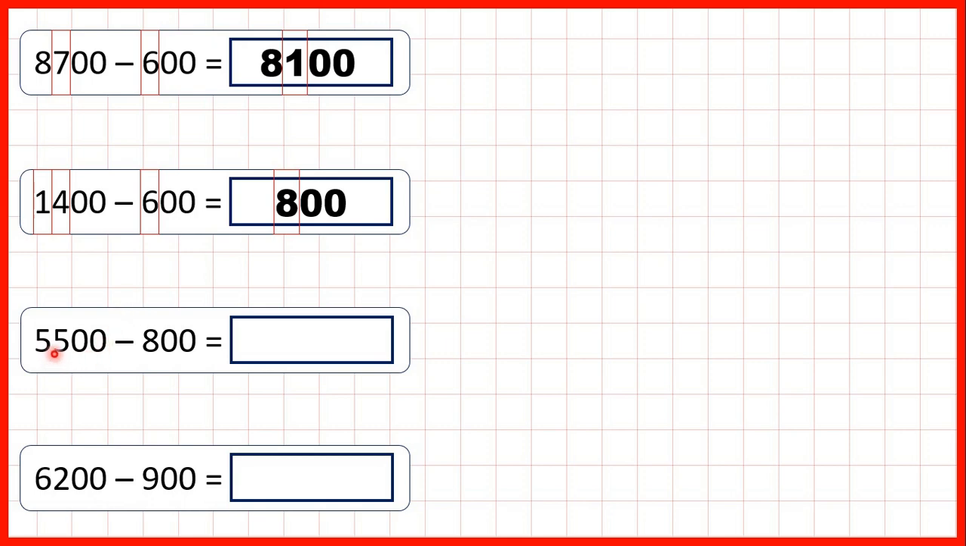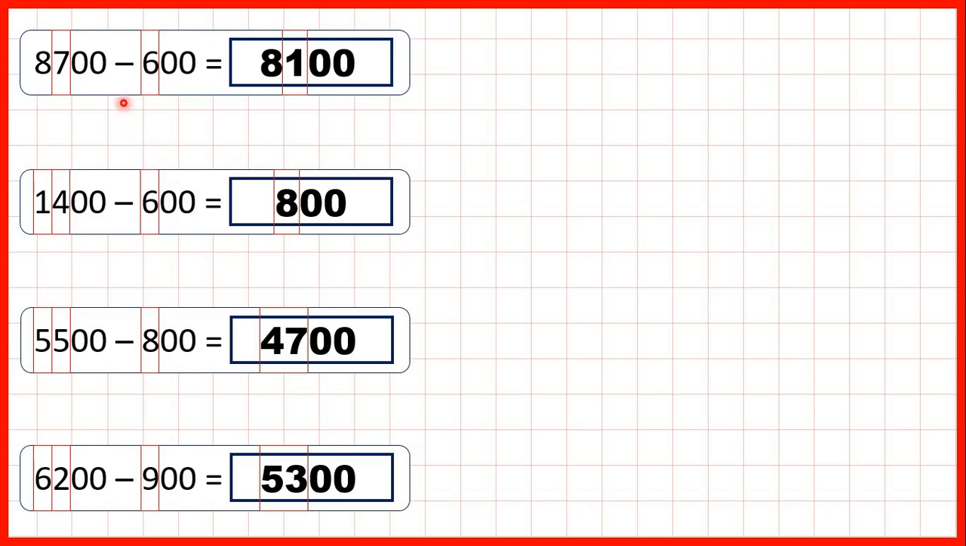Now 5,500 minus 800. If we highlight our hundreds digit, again the number that we're subtracting is larger, so let's highlight our thousands digit as well. 55 minus 8 is 47, so our answer is 4,700. And finally, we have 6,200 minus 900. Again, we need to look not just at our hundreds digit, but our thousands digit as well. 62 minus 9 is 53, so we get 5,300.